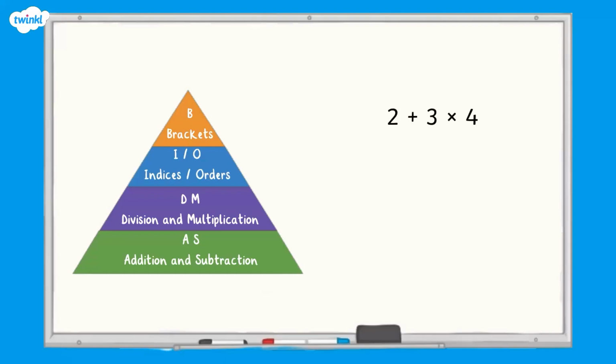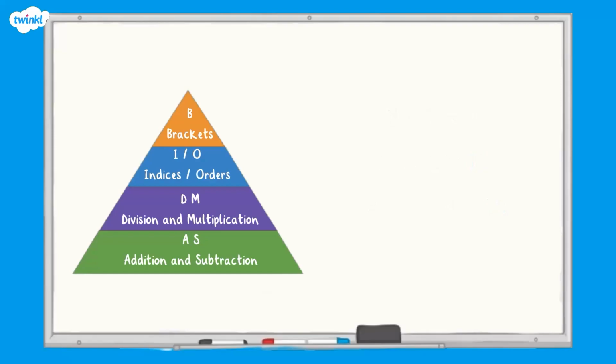For example, in this calculation, we would complete the multiplication first. 3 multiplied by 4 equals 12, so we can replace the 3 times 4 with 12. 2 add 12 equals 14, so the answer to our calculation is 14.